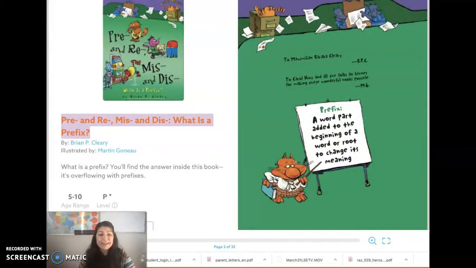So we're going to learn more about prefixes with this story. And as I read, I want you to be listening for words that you know and that you've heard before or maybe you've used before.